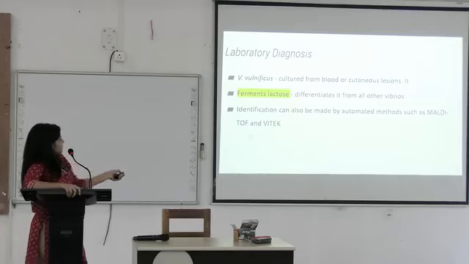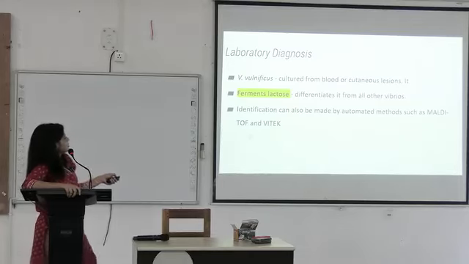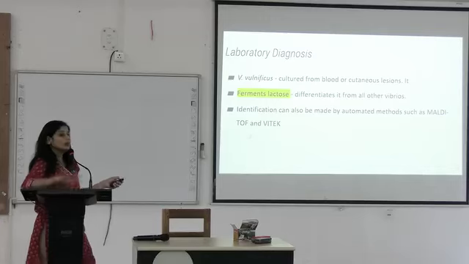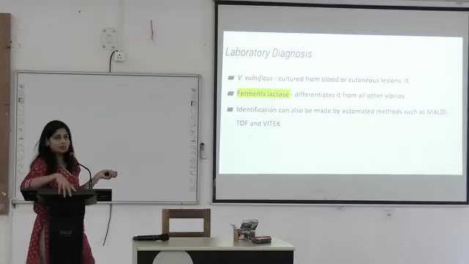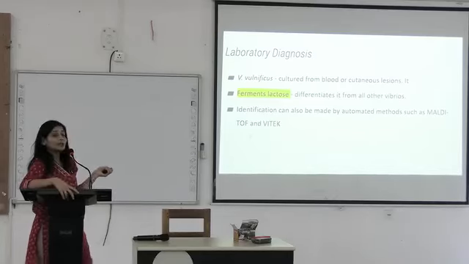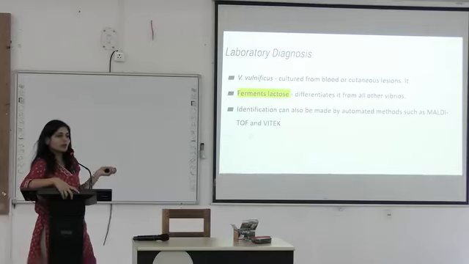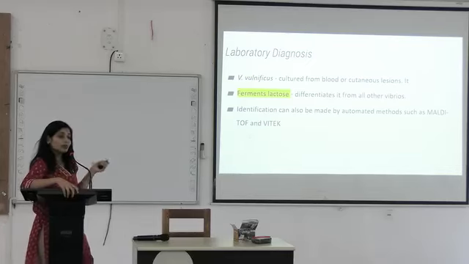This has the capability to ferment lactose, which differentiates it from all other Vibrios. Okay. Parahemolyticus was fermenting what? On TCBS, sucrose. Here it is fermenting what? Lactose. Vulnificus, lactose. Parahemolyticus, it was not fermenting sucrose. Vibrio cholerae was fermenting sucrose. Okay.